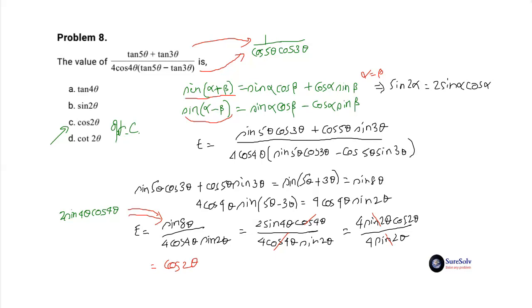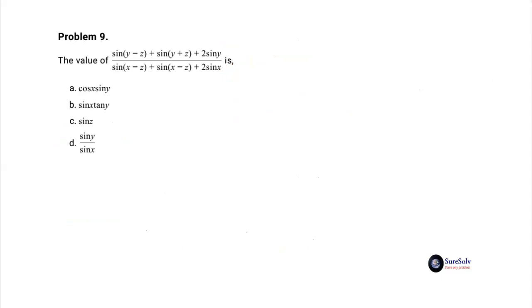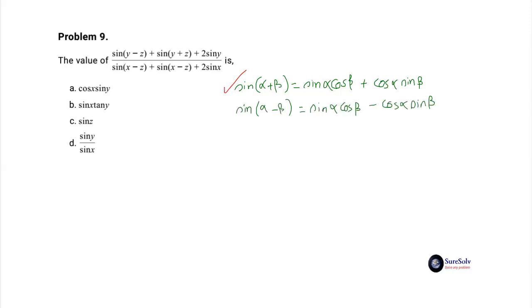Ninth problem now. This is question 9. Read through the problem for a few seconds, analyze, and try to find the solution. We'll have to again use the compound angle relations. Sin alpha plus beta equal to sin alpha cos beta plus cos alpha sin beta, and sin alpha minus beta equal to sin alpha cos beta minus cos alpha sin beta.